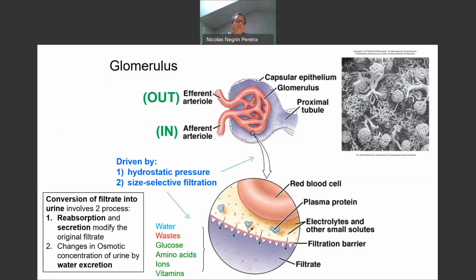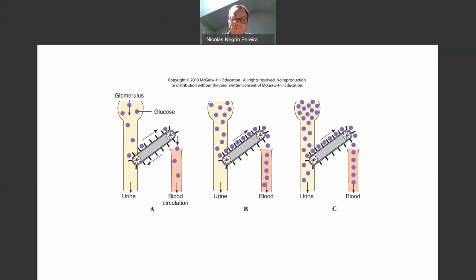So the conversion of this filtrate into urine will involve two processes. One is going to be the reabsorption of useful components of this fluid, and the secretion of wastes, modifying the original filtrate. And also there will be a process of changing the osmotic concentration of the urine by active water excretion, and we will see how it works.